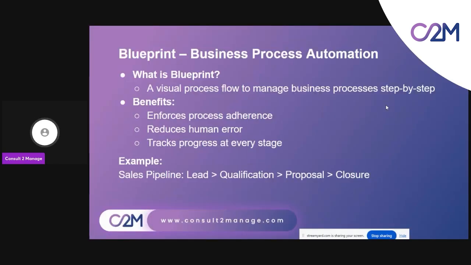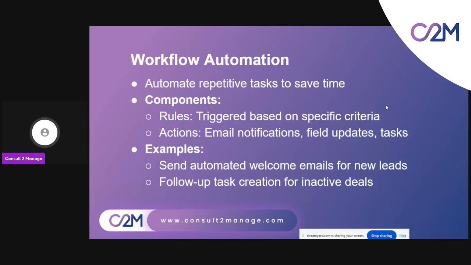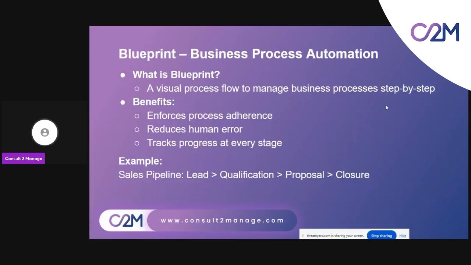Let's talk a bit about blueprints, business process automation. What is a blueprint? A visual process flow to manage business processes step by step. Benefits: it enforces process adherence, reduces human error, and tracks progress at every stage. Okay, and this is again workflow automation.